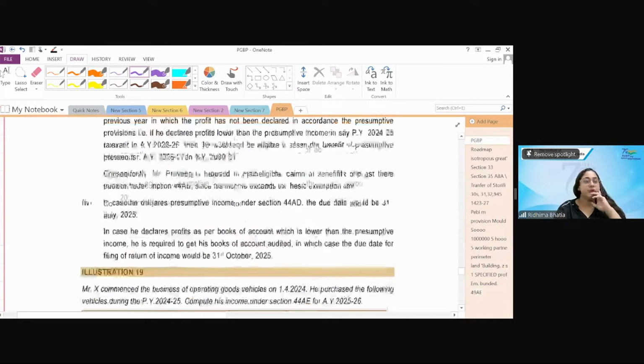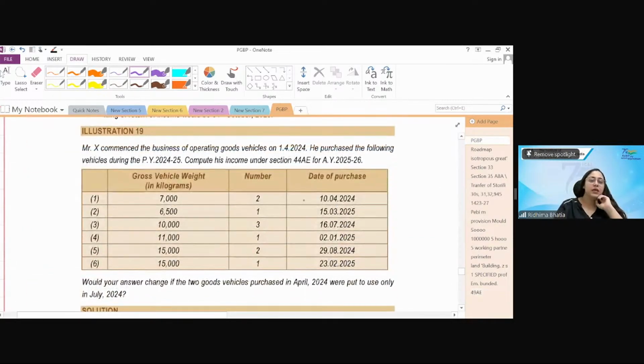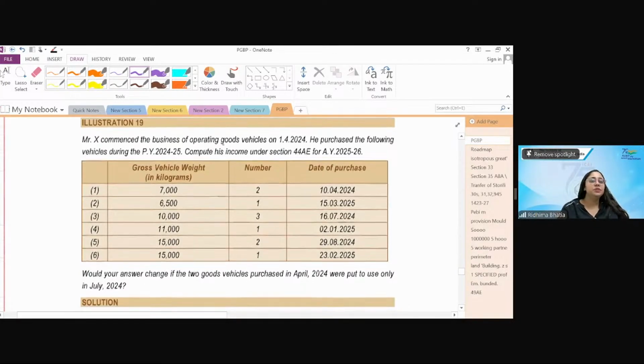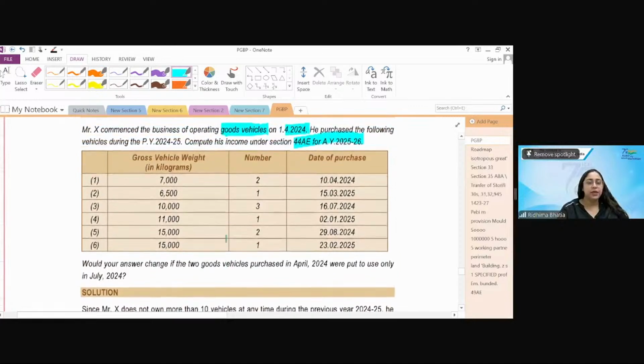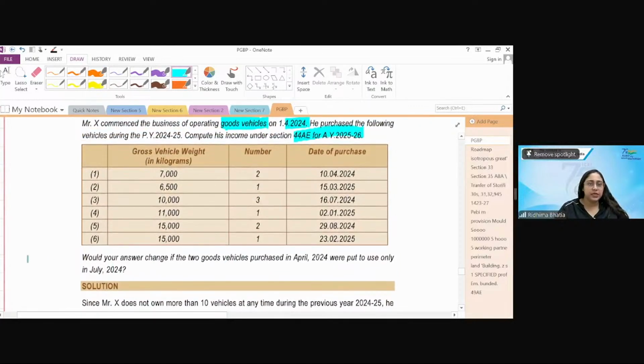This brings to us another question which is on your screen. Let's do it. X commences business of operating goods vehicles on 1st April 24. He purchased the following vehicles. Compute income under 44AE for assessment year 25-26. We will do the answer बाद में आएंगे. First, let's classify them as lightweight and heavyweight.